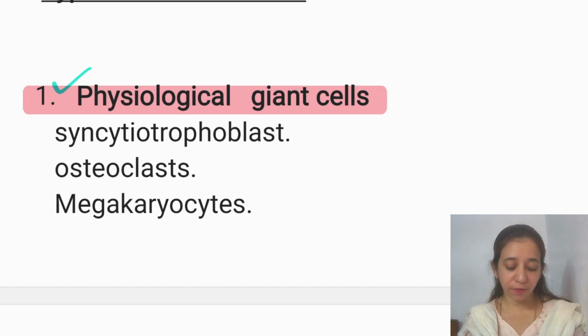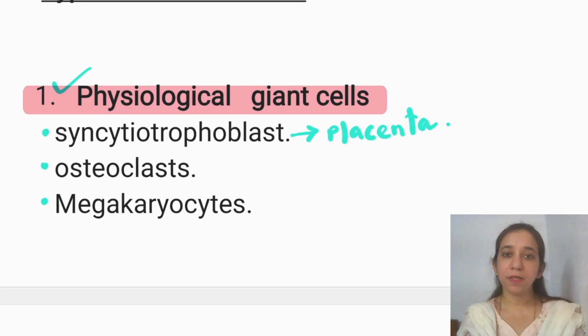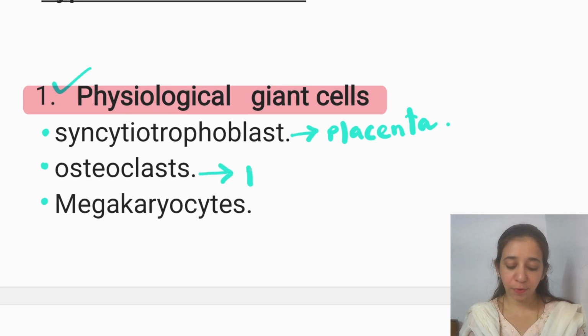So where do we see these giant cells and what are the different types of physiological giant cells? We will see it. The first one is the syncytiotrophoblast. The second one is the osteoclast and the third one is the megakaryocytes. The syncytiotrophoblast we can see in placenta in the normal condition, and osteoclasts are seen in bones.